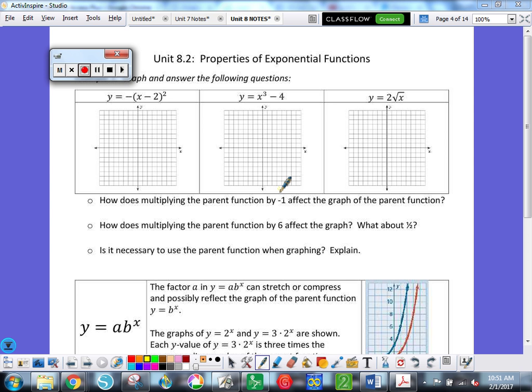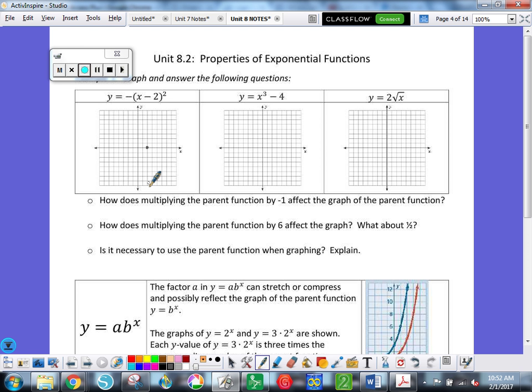Let's recall what these transformations do. This minus 2 inside of this parabola does what to the parabola? Right 2, good. I'm going to color that to see. It shifts it right 2. And then what does the negative do? It flips it, it goes down. Yes, thank you. It makes it go down.